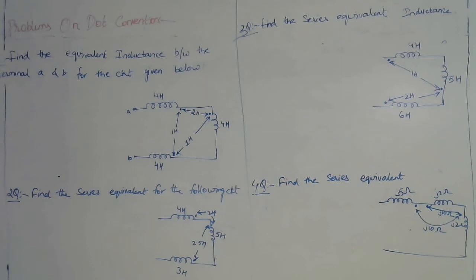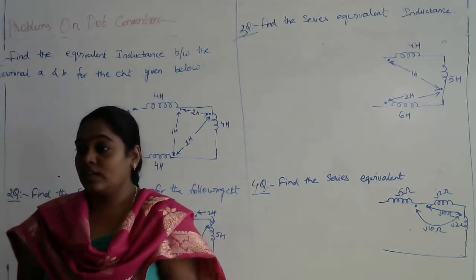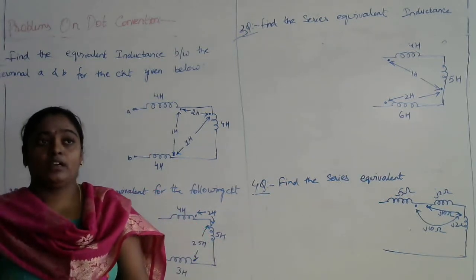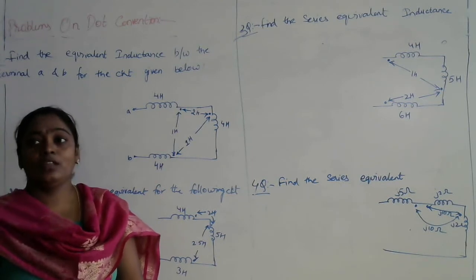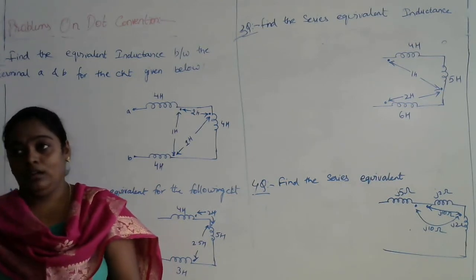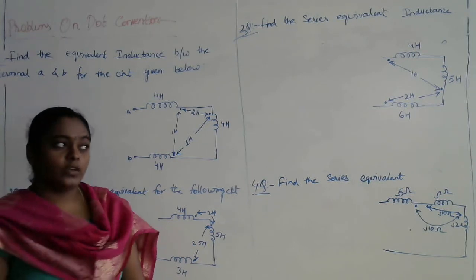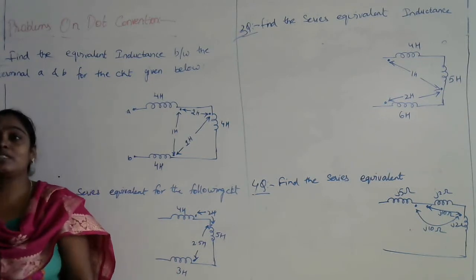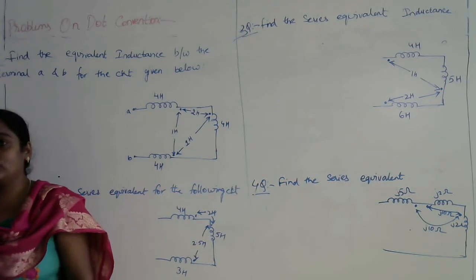In this case, let us see some problems based on the dot convention concept. If the corresponding coils are connected in series, we can write the series equivalent as L1 plus L2 plus or minus 2M. Here L1 and L2 are self-inductance values, and 2M is a mutual inductance value.